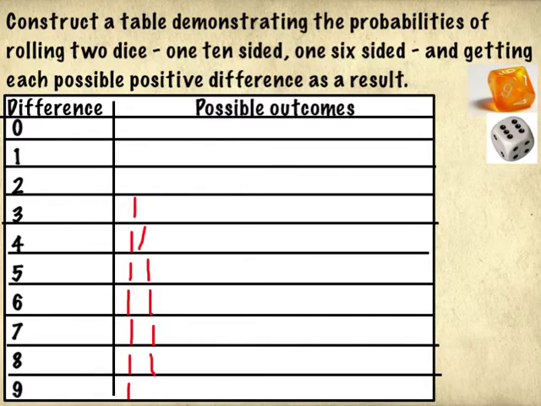If I rolled an 8, I could get 8 minus 6 is 2. 8 minus 5 is 3.